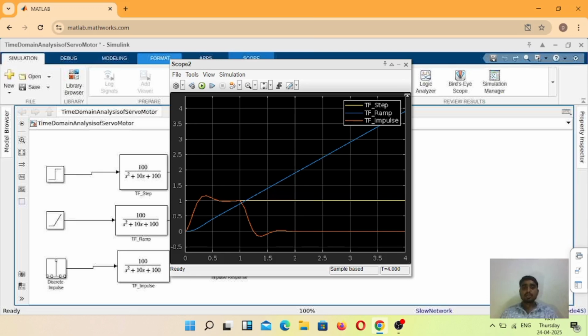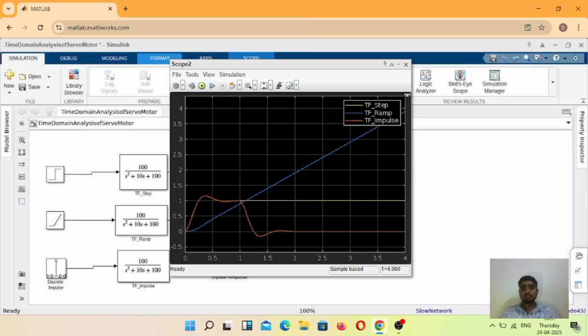The yellow line shows the graphical representation of the step input. The blue line represents the graphical representation of the ramp input, and the other line shows the graphical representation of the impulse signal.